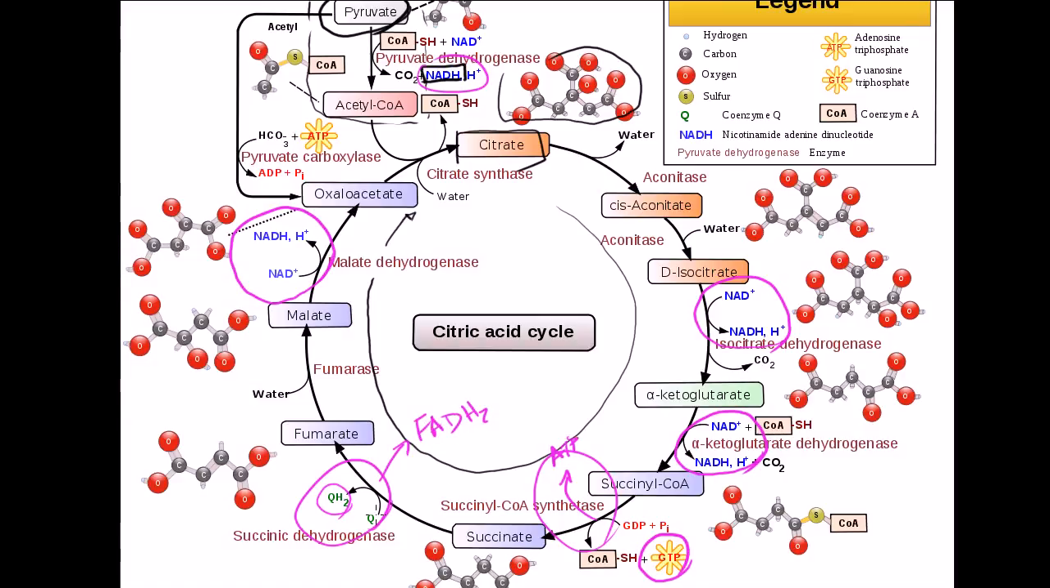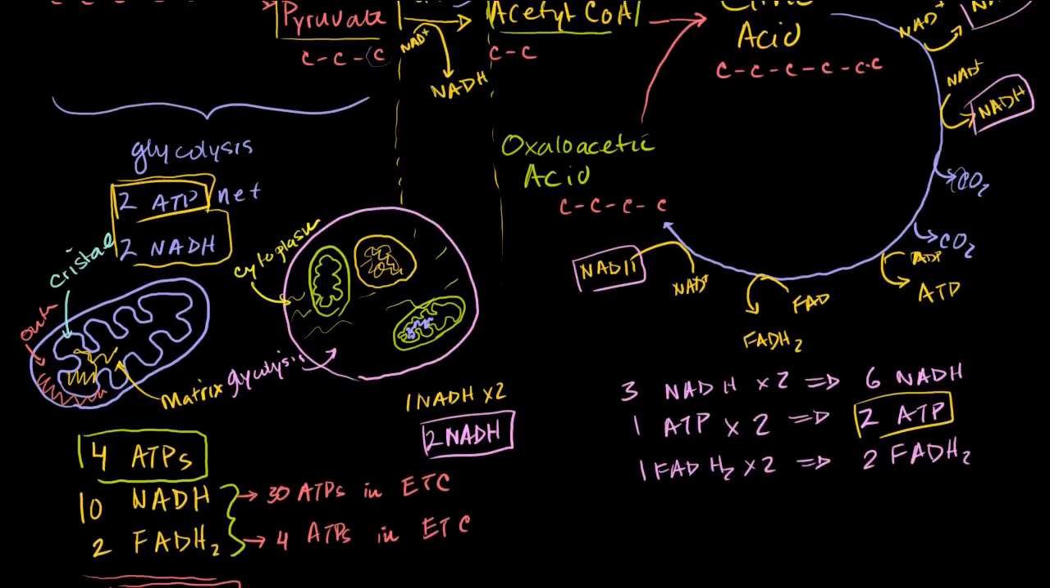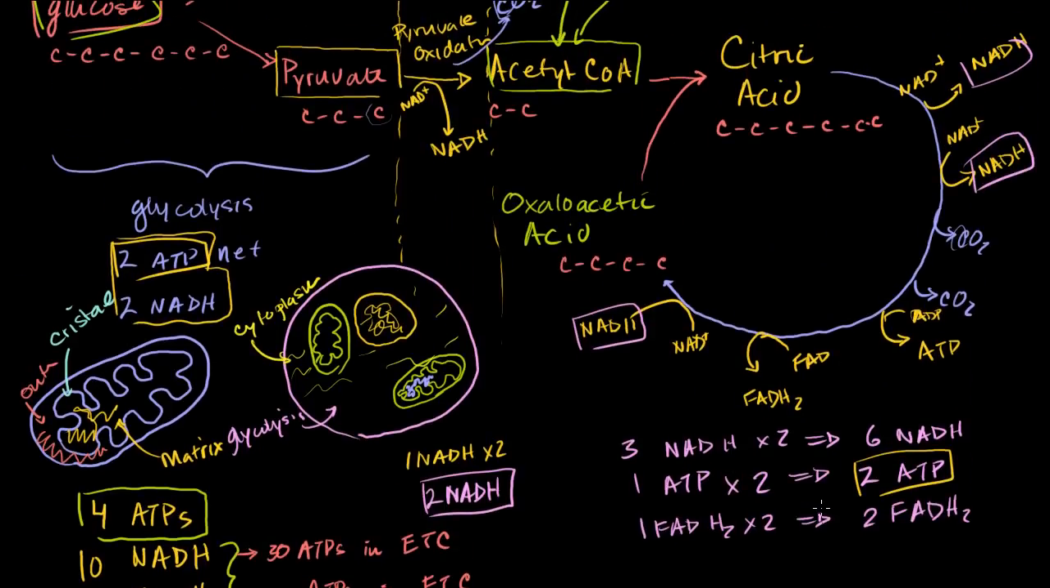FADH2 gets produced. So as promised, for each pyruvate that was input, remember, so we're going to do it twice, for each pyruvate we produced 1, 2, 3, 4 NADHs. We produced 1 ATP and 1 FADH2. And that's exactly what we saw up here. I'll see you in the next video.